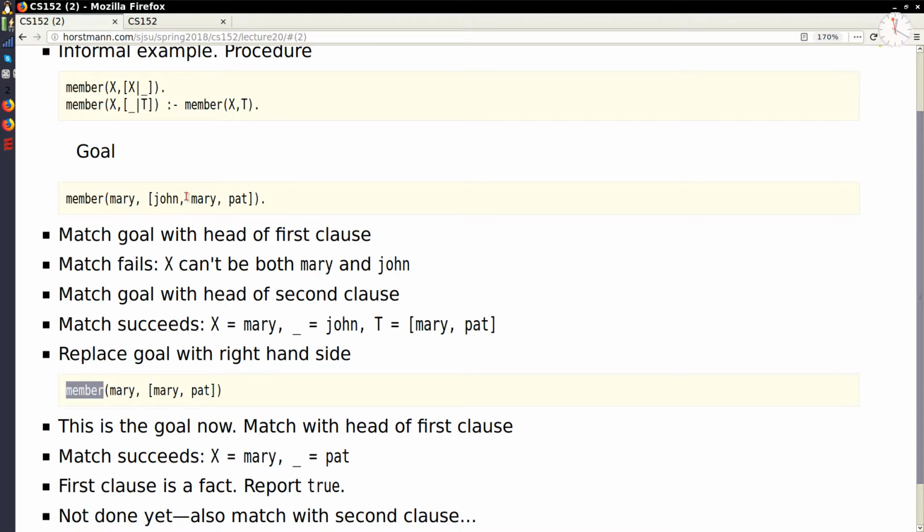Let's see all of the things that I could use with member. There's two, this one and this one. It's going to start with the first one. It's going to unify member X, and this thing here, with member Mary, Pat. Now, how's it going to do that?